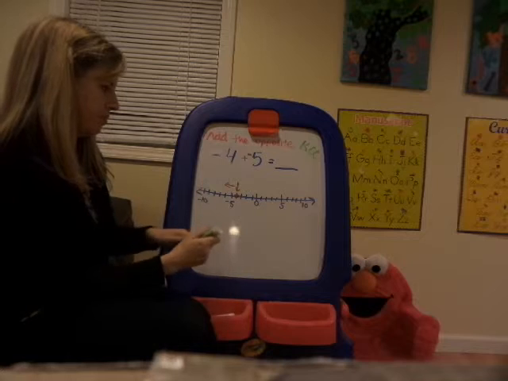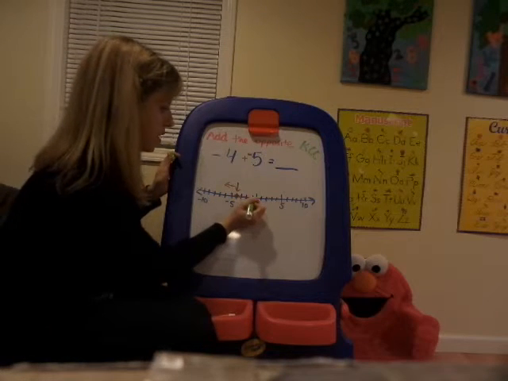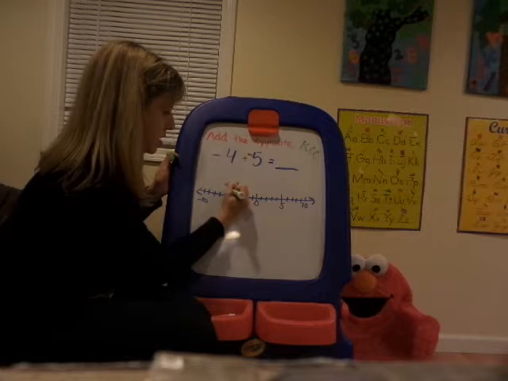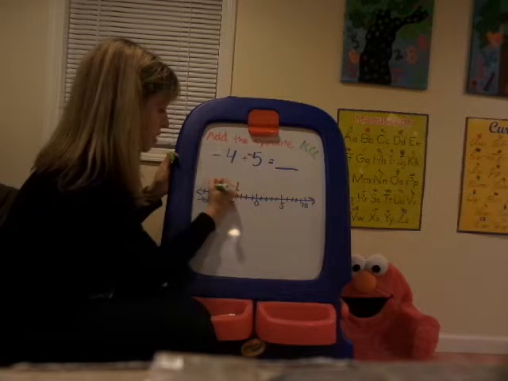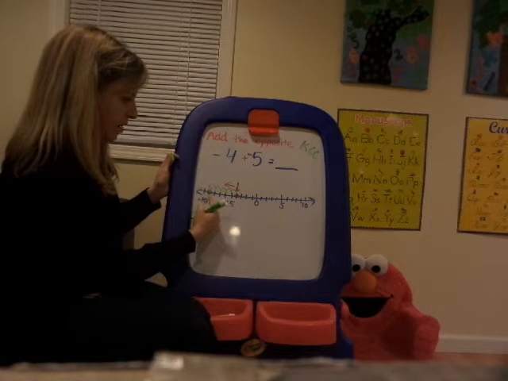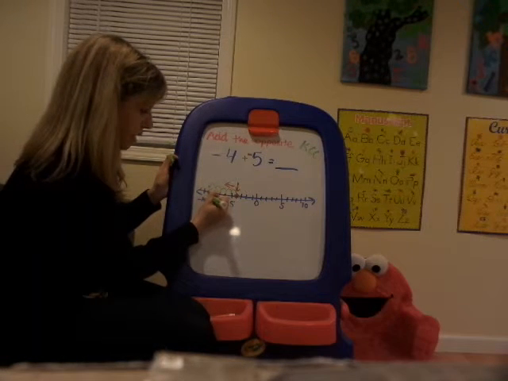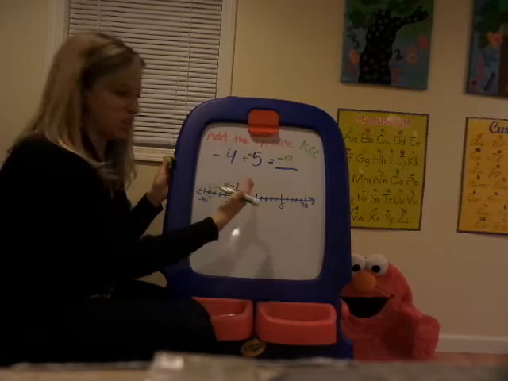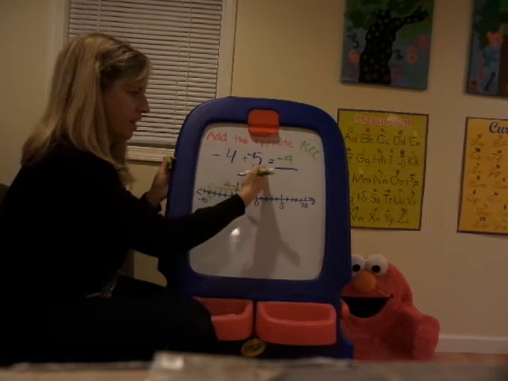So we're at negative 4. 1, 2, 3, negative 4. We're moving 5 to the left. 1, 2, 3, 4, 5. And where do we end up? At negative 9. Right here is negative 10, so this one right here would be negative 9. Same as if you had solved the equation like normal. Negative 4 plus negative 5 equals negative 9.